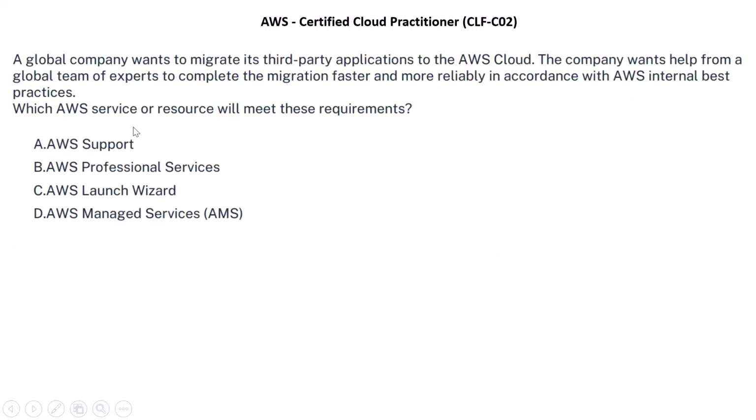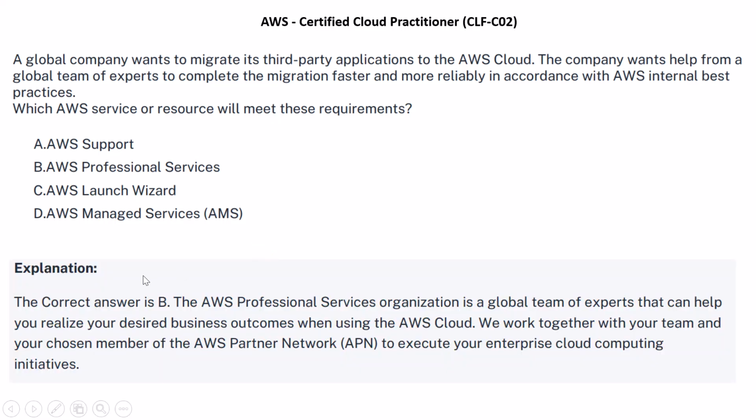Next question. A global company wants to migrate its third-party applications to the AWS cloud. The company wants help from a global team of experts to complete the migration faster and more reliably in accordance with AWS internal best practices. Which AWS service or resource will meet these requirements? Option A. AWS Support. Option B. AWS Professional Services. Option C. AWS Launch Wizard. Option D. AWS Managed Services. The correct answer for this question is option B.